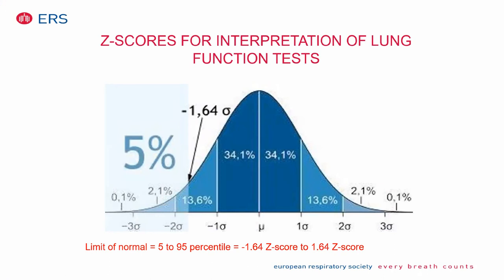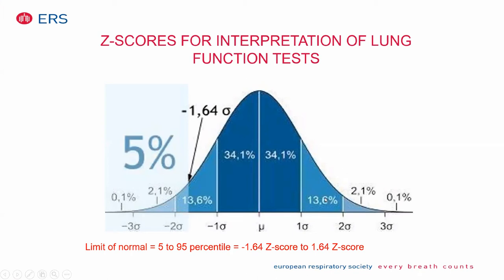And what are these standard deviations? When you have a normal distribution of anything, or here of lung function values, then within one standard deviation, so from -1 standard deviation to +1 standard deviation, you have 68%, so about 2/3 of the values. And 95% of the values will be between -2 standard deviations and +2 standard deviations in this range.